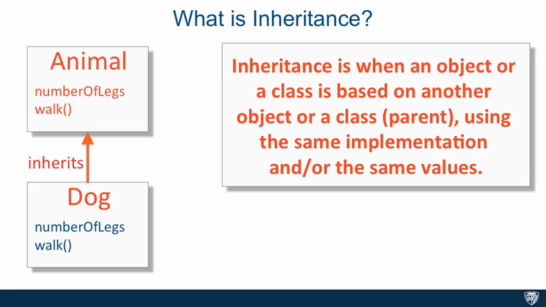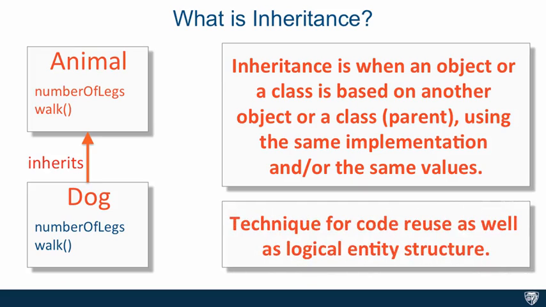Different languages have different types of inheritance that they implement, but in general, this technique is used for code reuse as well as logical entity structure. Now note here that I'm not trying to be super accurate with my terminology and differentiate between subtyping and inheritance, is-a relationship, etc. For our purposes, these definitions will suffice without throwing more theoretical complexity into the mix.